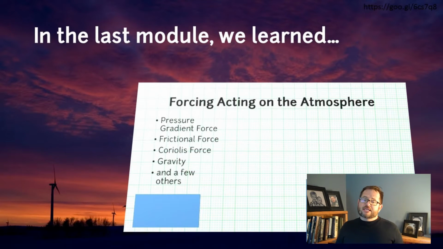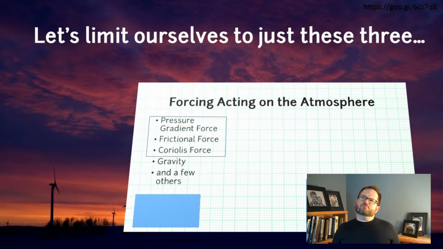For example, in the last module we were learning about the forces that were at work in the atmosphere, and there was a fairly good list of them if you remember this particular slide from last time. And for the purposes of large-scale horizontal winds, covering large areas of the country, the forces that make the most difference are going to be these three: the pressure gradient force, the force of friction, and Coriolis force.